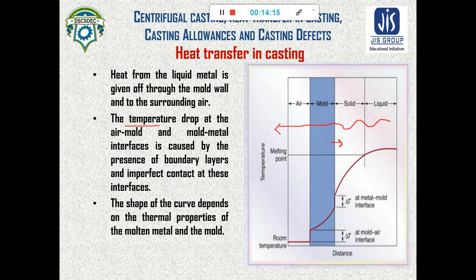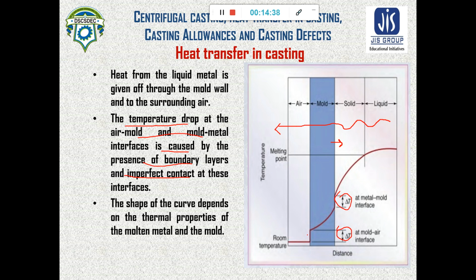Now the temperature drop at the air-mold and mold-metal interface is caused by the presence of boundary layers and imperfect contact at this interface. So these small temperature drops are caused by the boundary layer.